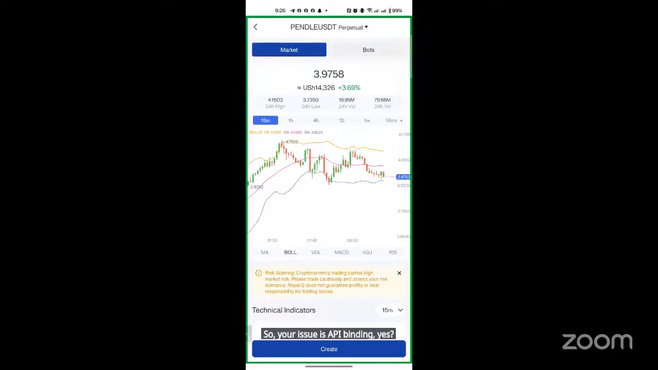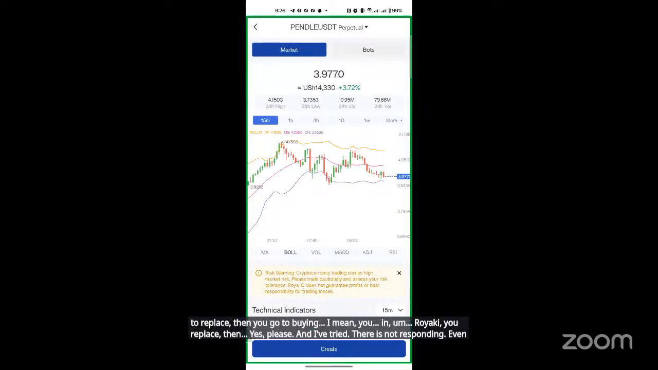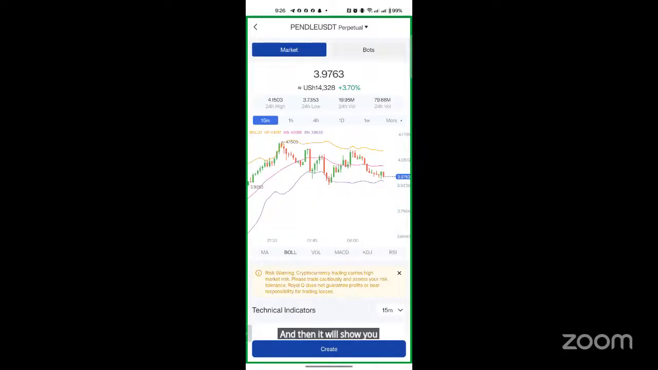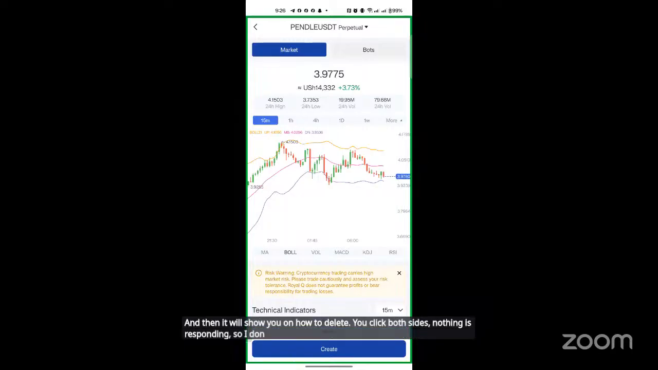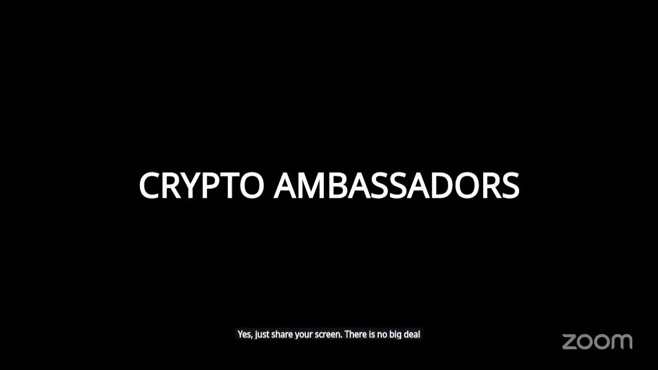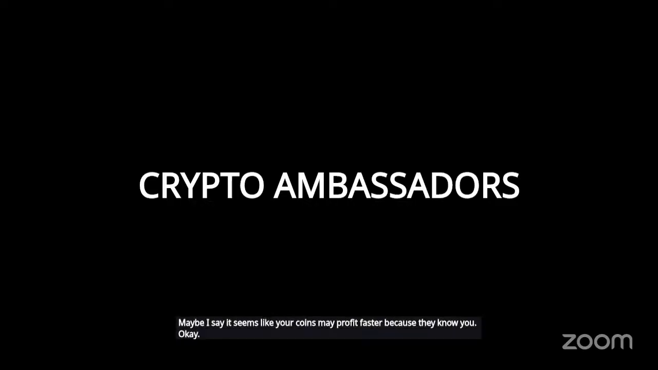Yes, please, can you share your screen? Even on the Binance page, you can't see the API binding. It's just API, and when you click on it, the API binding will show up there. It will show you how to create an API, and then how to delete. I click both sides and nothing is responding. Just share your screen. There is no big deal. Maybe your coins make profit faster because they know you. Okay, my sister, no problem.